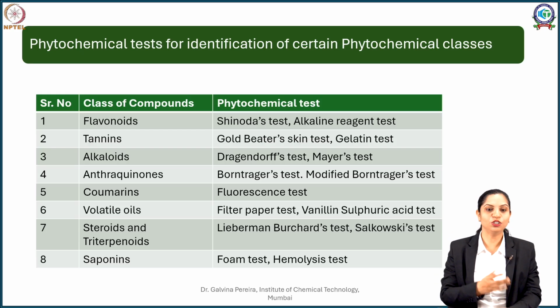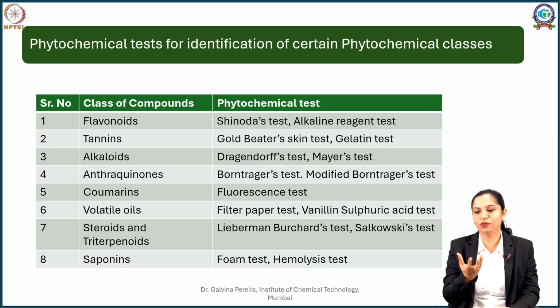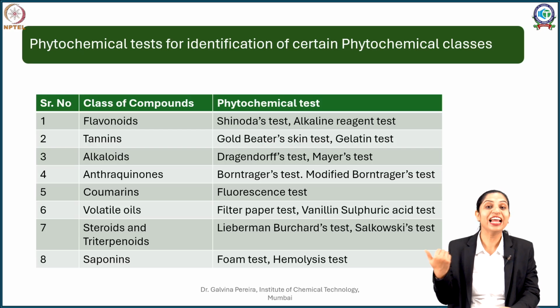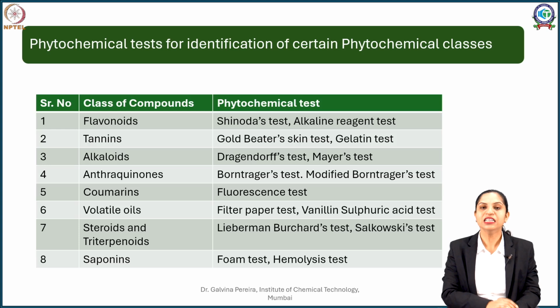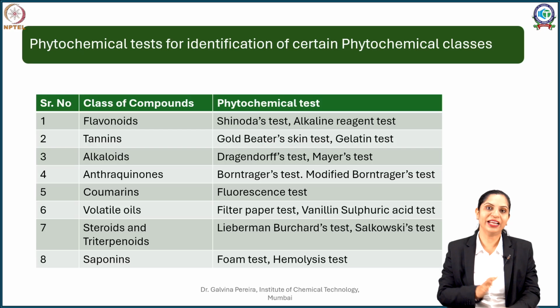And the simple tests were your foam test for saponins, where you just had to take the aqueous extract and shake it well. It generates a copious foam which is stable even after 15 minutes. Similarly, saponins have the ability to hemolyze RBCs, and this hemolysis test forms part of the evaluation of saponins.